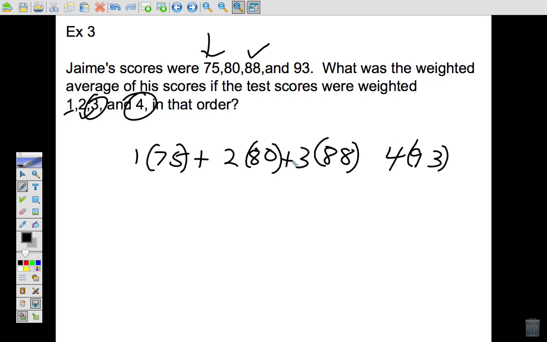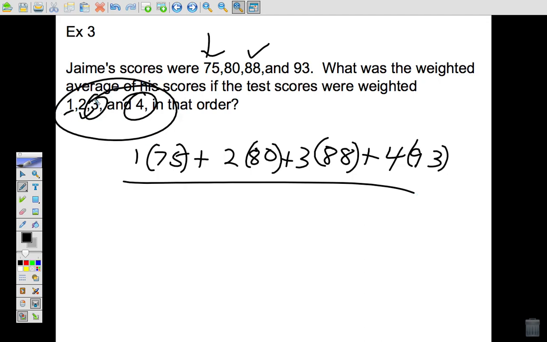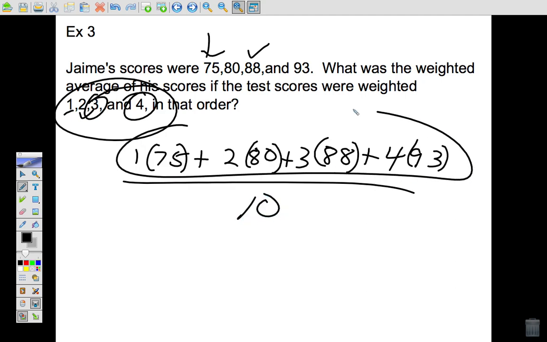Now you're going to multiply first and then add them up and then divide by what total? We'll divide by how many weights there were. 4 plus 3 is 7, plus 2 is 9, plus 1 is 10. And when you get this total, it's going to be easy to divide by 10 because all you have to do is move the decimal point 1 place to the left. I would, if I were you, finish this one out to see what you get.